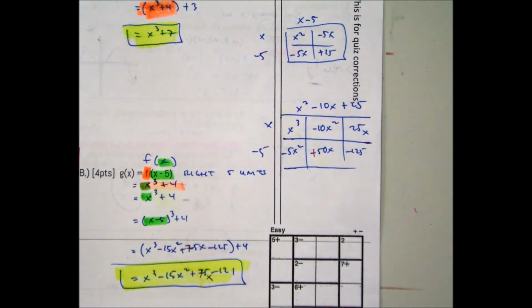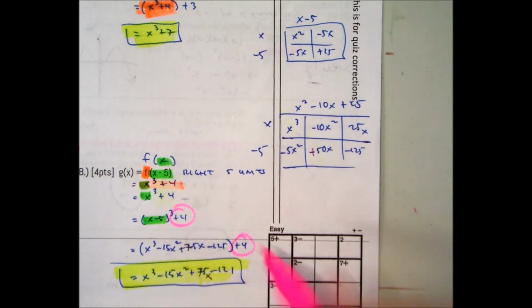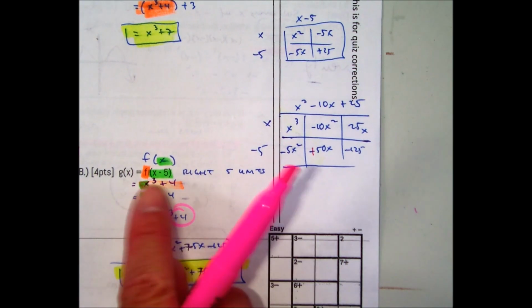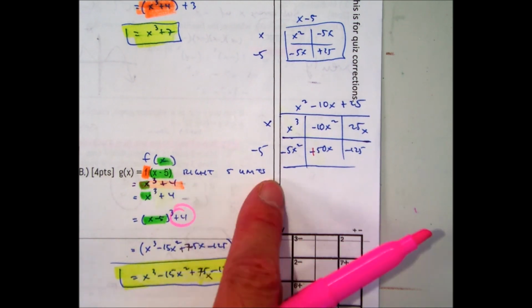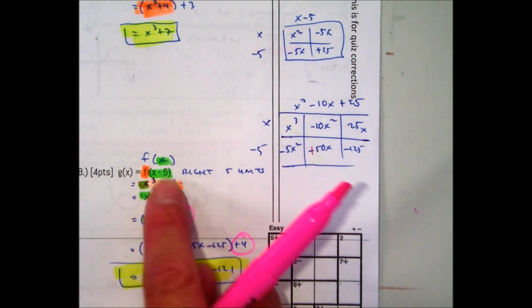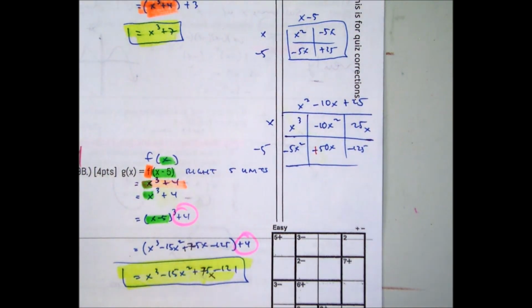Now be careful at the very end. A lot of you guys missed this. There's that plus 4 there. So whatever you multiplied and got here, you still have to add 4. So negative 125 plus 4 gives me negative 121. Because the minus 5 is inside the parentheses, you're going right 5 units. Remember, it's add to x, go left. Well, there's no plus, so it's the opposite, which is right.